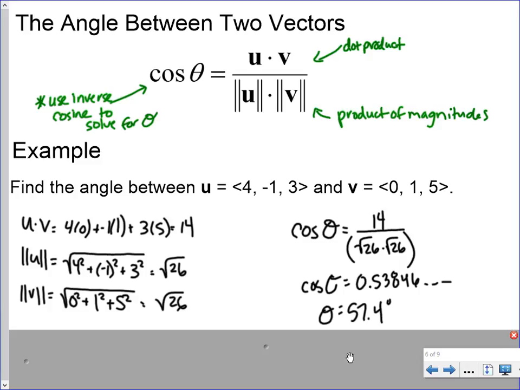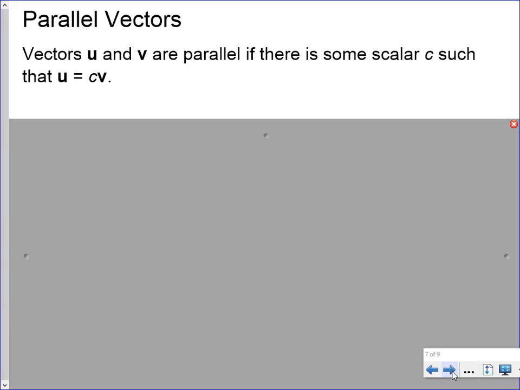Okay. Then we have a couple other things to talk about. One of them is parallel vectors. I'm not certain that we did this back in chapter 6, so this is definitely something that you would want to write down in your notes. How can you check to see if vectors are parallel? Check to see if there is some scalar that connects them. Two vectors, u and v, are parallel if there is some scalar c such that u is equal to c times v.